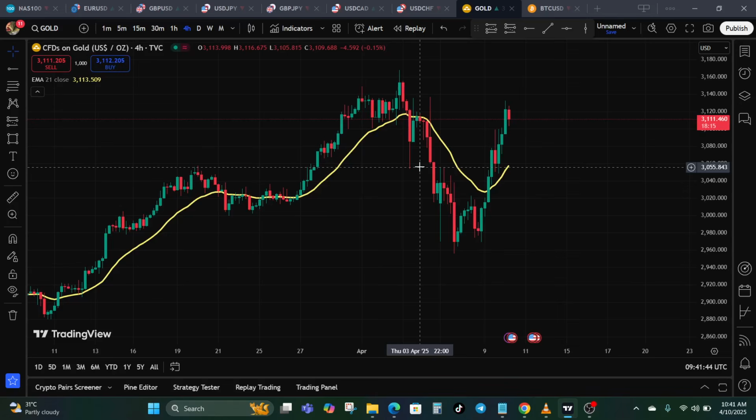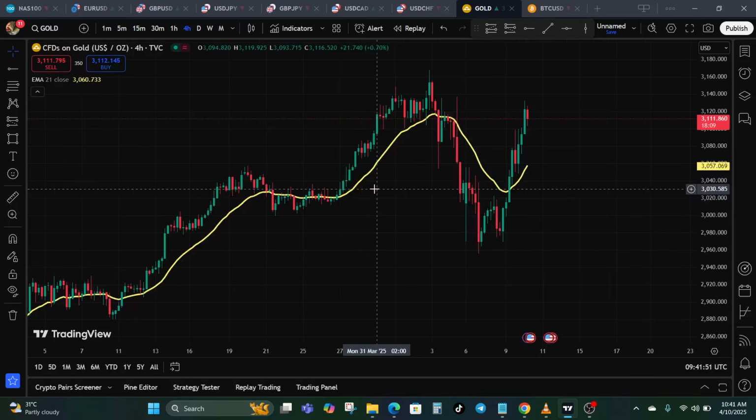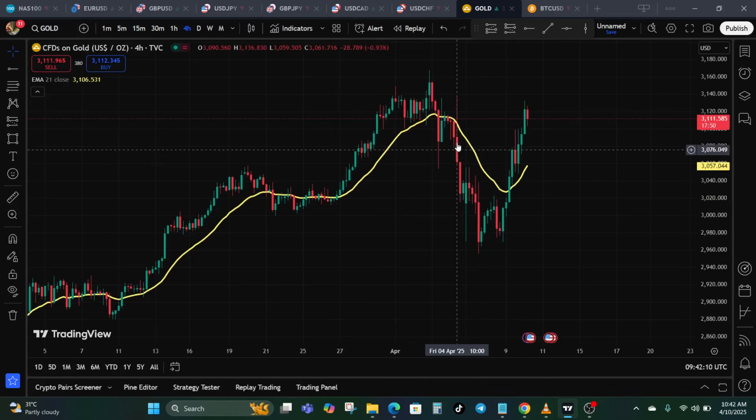Now you look at the slope of the 21 EMA. If it's pointing up and price is consistently staying above it, the trend is bullish. It means that the market is in an uptrend. But if the EMA is sloping down and you have price staying below it, it means that the trend is bearish. It is that simple.